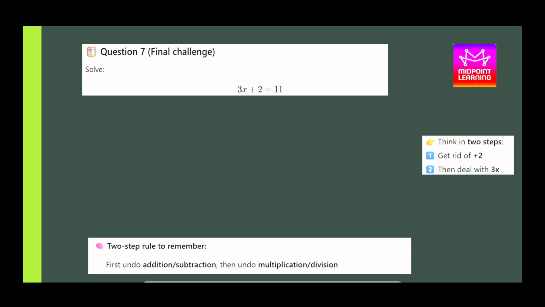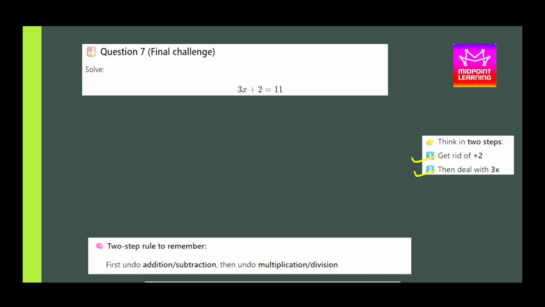Next question. This is the final challenge for today. We have to solve 3x plus 2 is equal to 11. When we say we have to solve, we have to find the value of the variable. The variable here is x. So this question has to be done in 2 steps. Get rid of 2 and then deal with 3x.